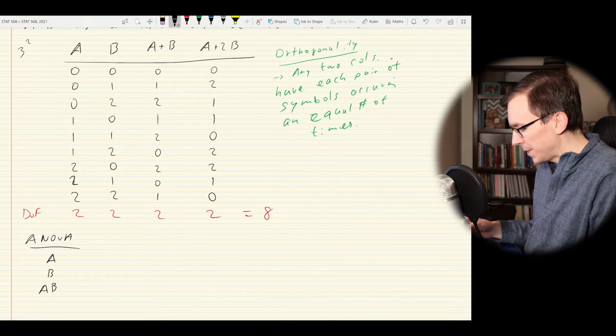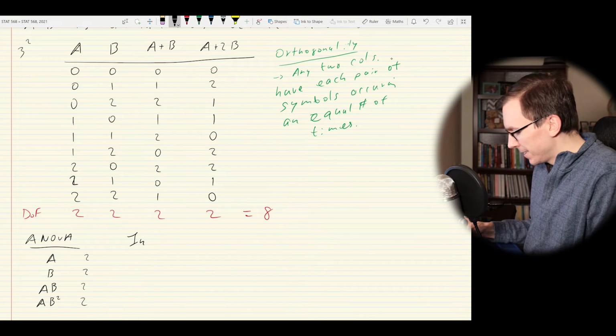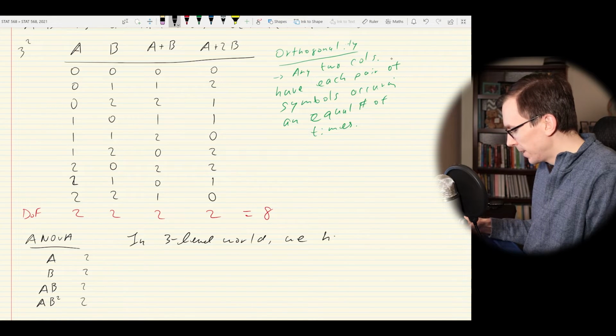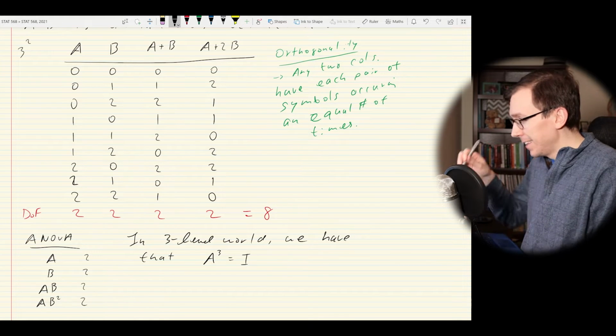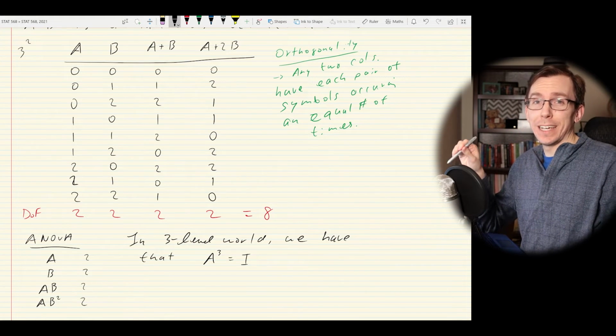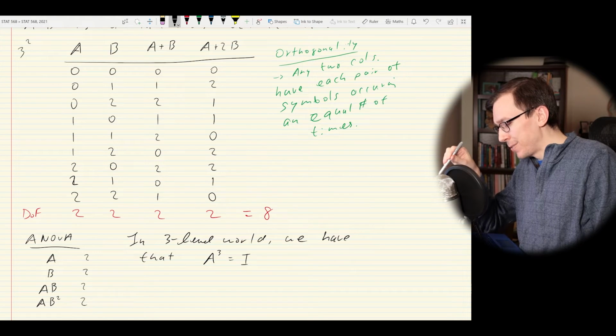We'll use A plus B, which we'll write as AB, and A plus 2B, which we'll write as AB squared, and each of these will have 2 degrees of freedom. Now, in 3-level world, we have that A cubed is equal to the identity. This is going to be important when we start doing fractional designs with 3 levels.